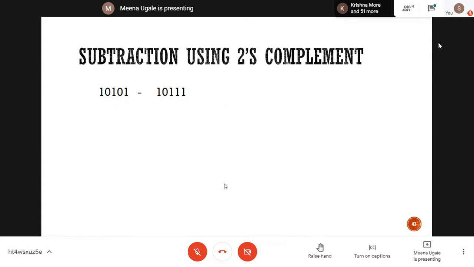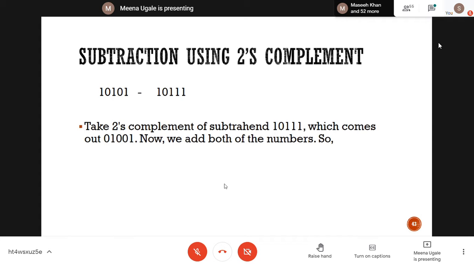See the second case here. I have these two numbers, 10101 minus 10111. Now I want to go for subtracting these two numbers. Same way I'm going to follow. First take the two's complement of this number 10111. Just check whether you are getting the same number like this, and then go for addition of this number with your first number. Add it and tell me what is the answer you are getting here.